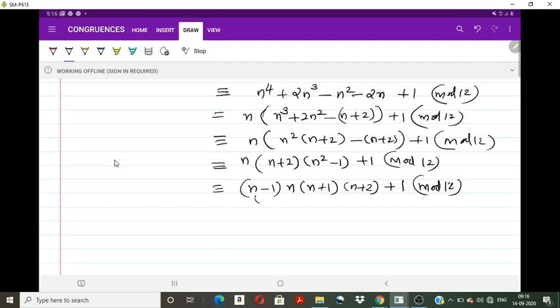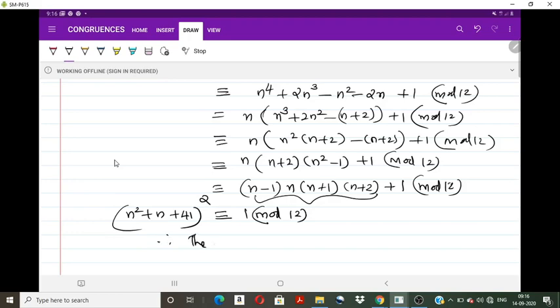We already know that this number is divisible by 12. So this is congruent to 1 modulo 12. So n square plus n plus 41 the whole square is congruent to 1 modulo 12. This is therefore the remainder obtained while dividing by 12 is 1.